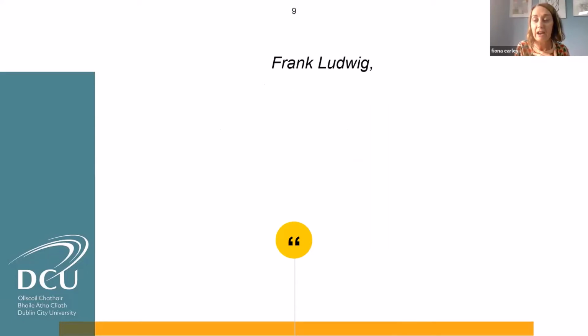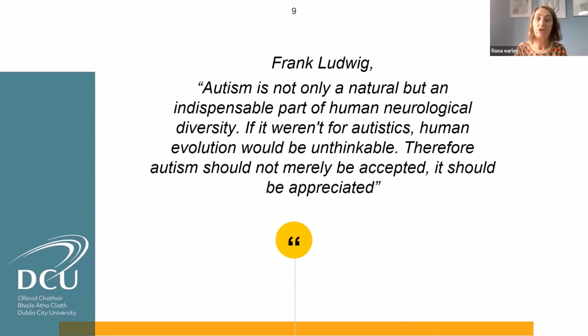Frank Ludwig is an Irish writer who is also diagnosed as autistic. What he says is autism is not only a natural but indispensable part of human neurological diversity. If it weren't for autistics, human evolution would be unthinkable. Therefore, autism should not merely be accepted, it should be appreciated. And you do see these days that more presentations and conferences are labelled autism appreciation or autism acceptance, not autism awareness, because it begins with awareness, but the next level is accepting something and appreciating it.